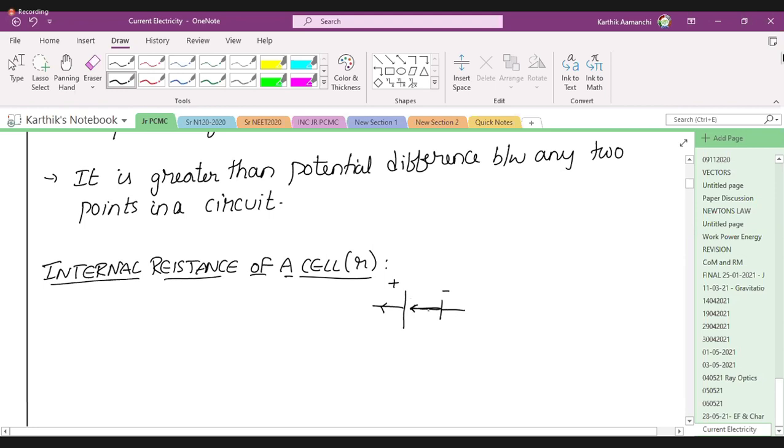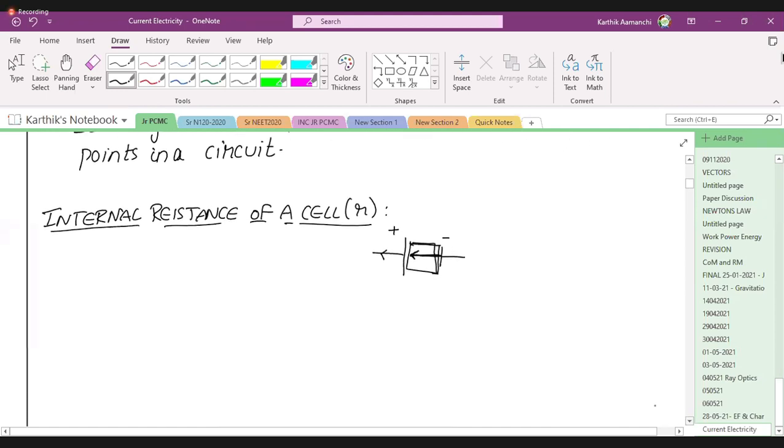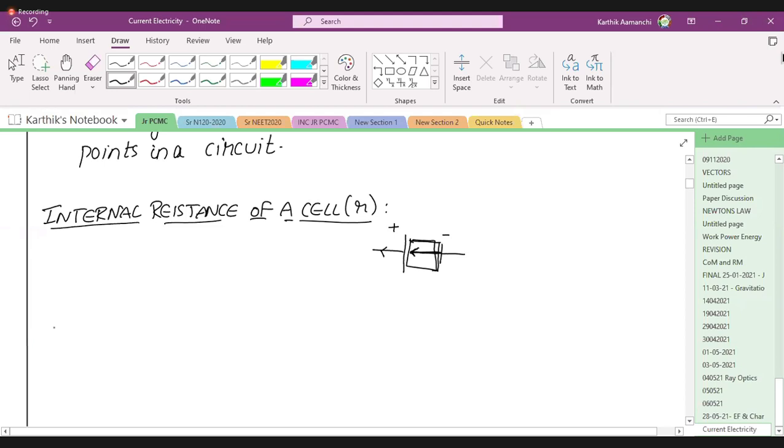Clear? So when charge goes from the negative terminal to the positive terminal, the electrolyte material offers some resistance to this flow of charge. That is called the internal resistance of a cell. Clear? Any doubt?